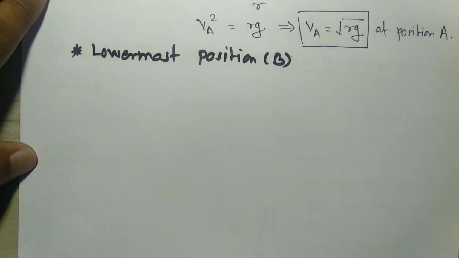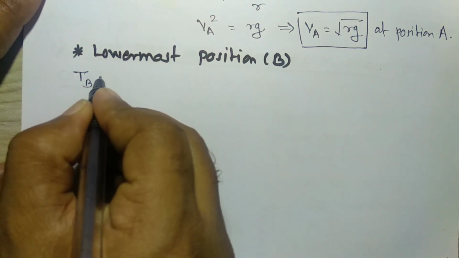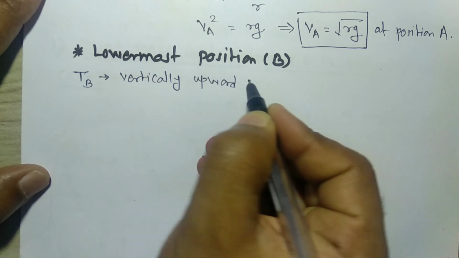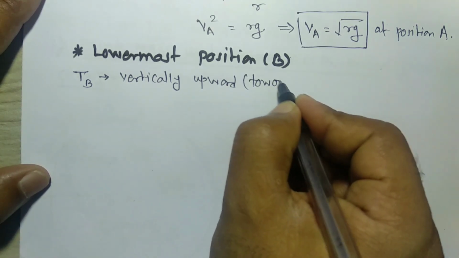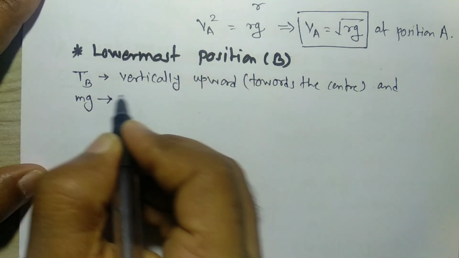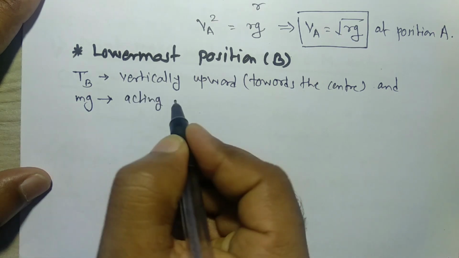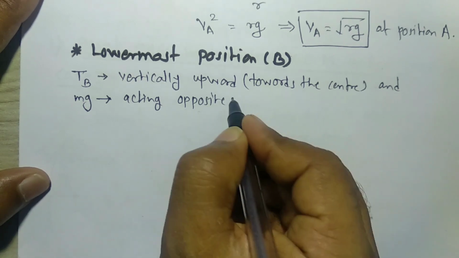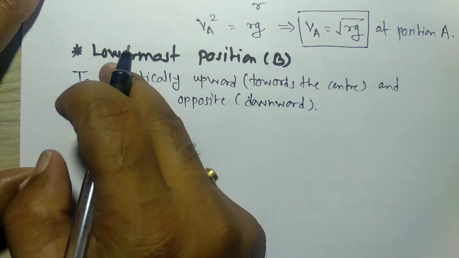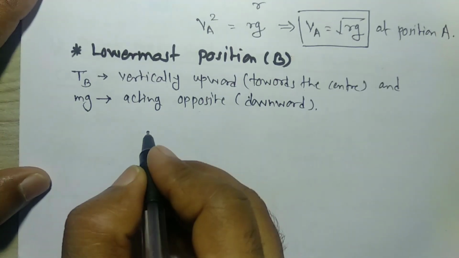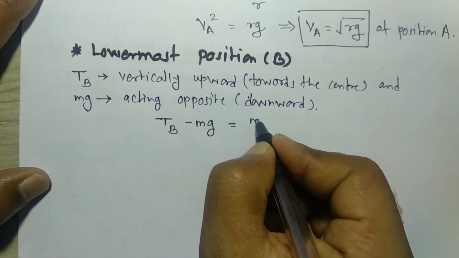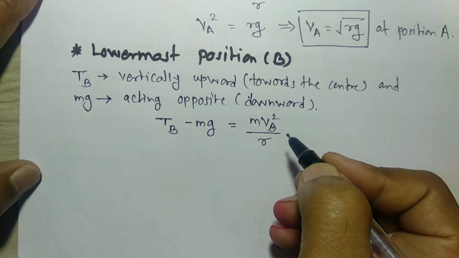Therefore at the lowermost point, TB is vertically upward and towards the center. And mg is acting opposite, that is downward. These two forces act opposite to each other, and they balance the resultant centripetal force. Therefore you will get the equation TB minus mg, because these two are opposite to each other, equal to mVb square divided by r.